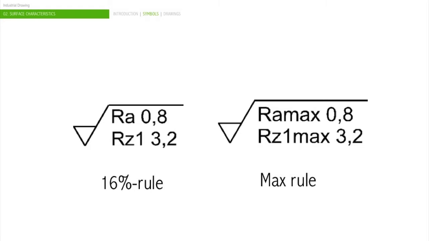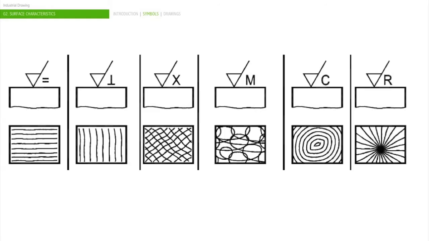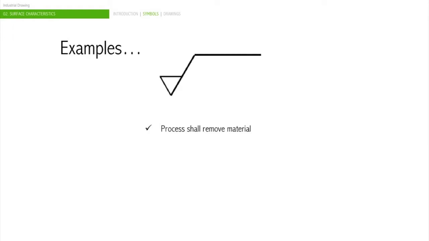Two different ways exist of interpreting the specification limits of surface texture: the 16% rule and the max rule. This last one must be indicated. You can get more information about both at ISO 4288 respectively. The surface lay and the direction of lay resulting from the manufacturing process are conventionally indicated with different symbols. Let's see now an example.